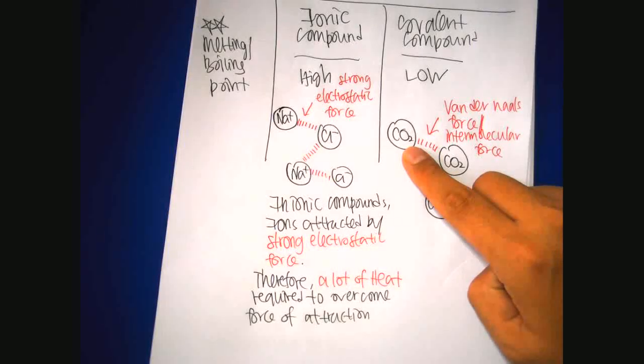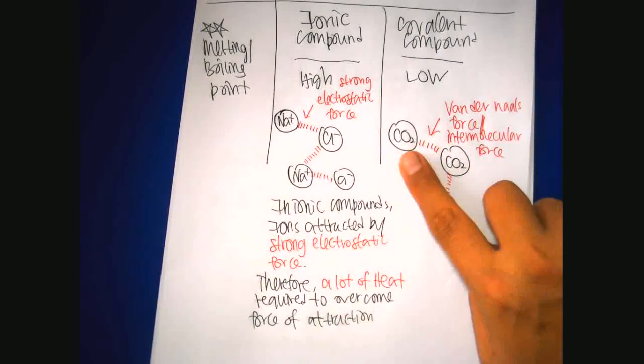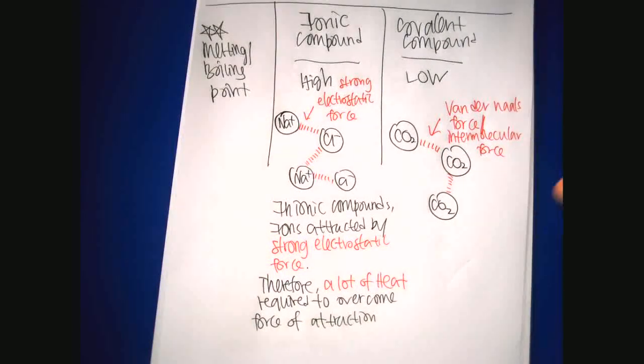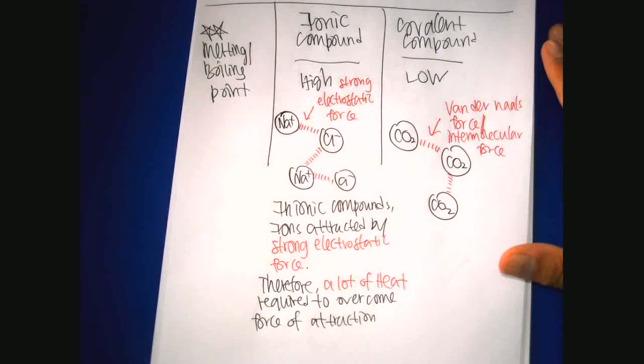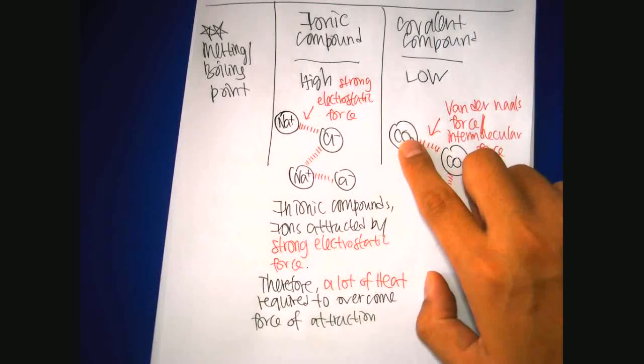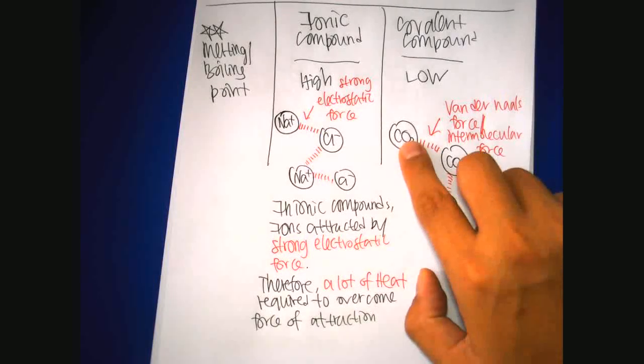In Form 4 Chapter 2, anything made by non-metal and non-metal is a covalent compound, and you can also call it a molecule. Between molecules, the force in between them is called intermolecular force. Many people, when they come to covalent compounds, break the wrong one. They break the covalent bond, which is wrong. You cannot break the covalent bond, because the covalent bond is the bond inside the CO2.